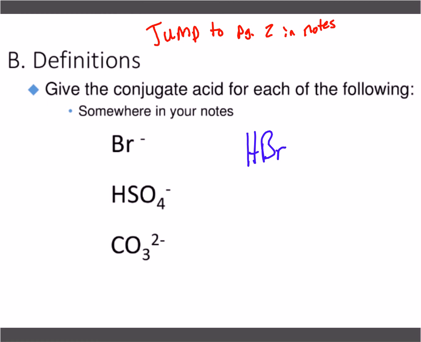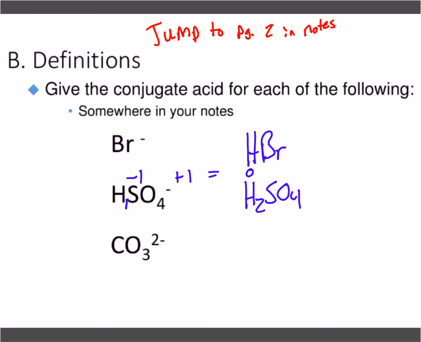HSO4 minus. What is going to be our conjugate acid formula? H2, right? Because we had H1 right there. We're going to add a hydrogen to it because that's our definition of a base. And then SO4 along with it. Am I going to have a charge any longer? No, because I have a -1. So this is a -1 here. Plus 1 equals 0, which is what we have there.